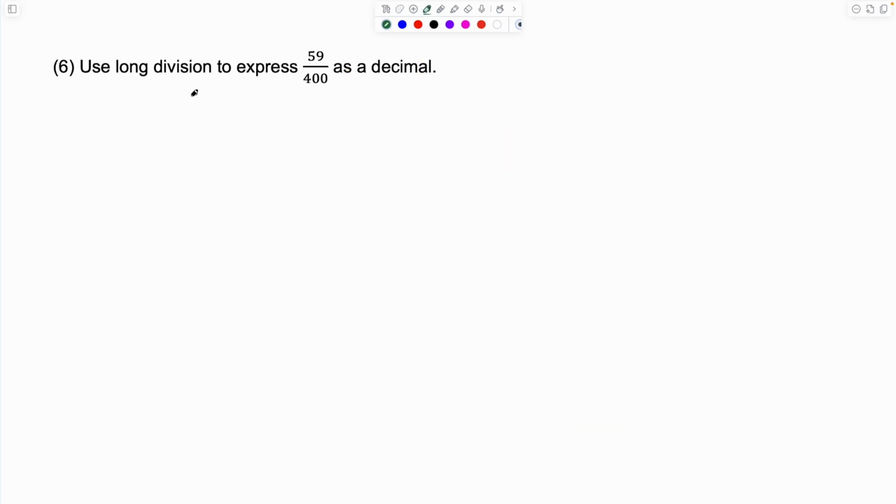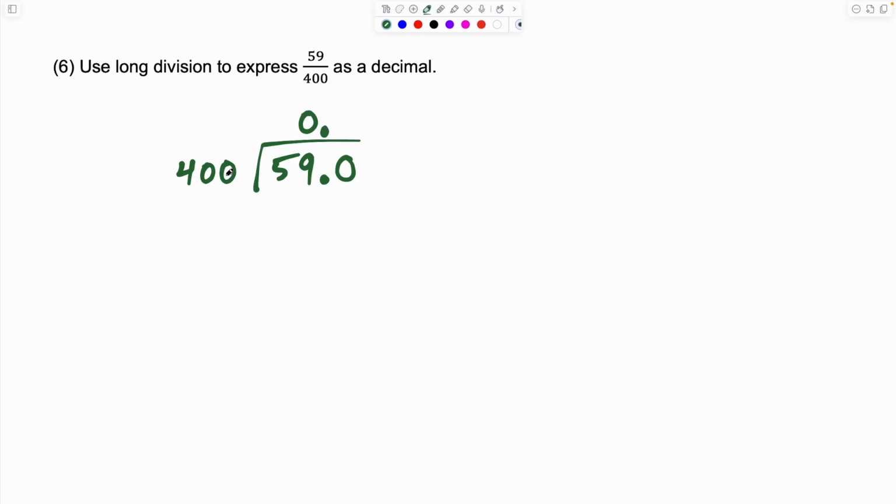Question 6, we're going to use long division to express 59 over 400 as a decimal. So for this one, we're doing 59 divided by 400. And notice that 59 is less than 400. So in a situation like this, we could get as close as 0 times 400. And when this happens, what you want to do is you want to put a decimal and then a 0, but then you're going to put a decimal right above like this.